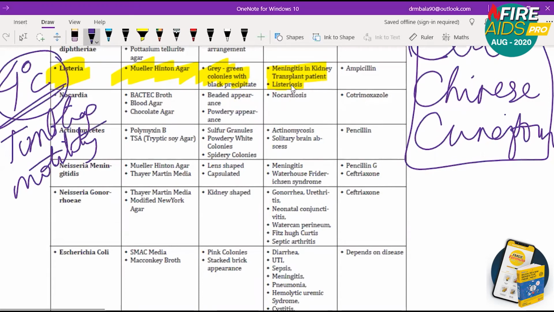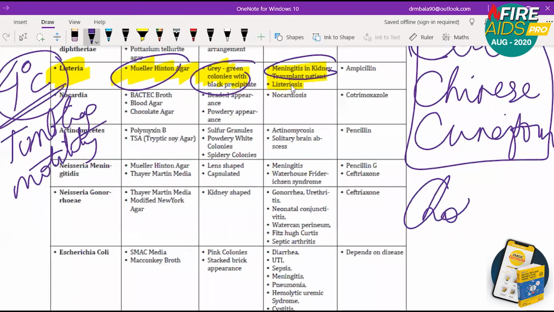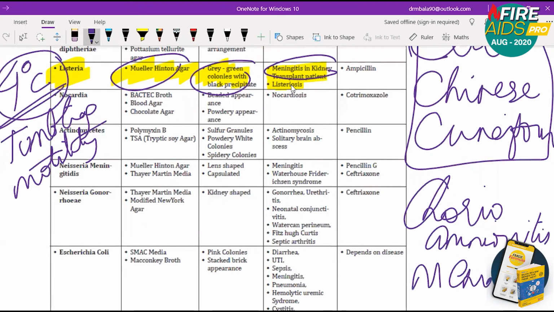Listeria grows at 4 degrees Celsius. Muller-Hinton agar is used. Gray-green colonies with black precipitate are seen. Meningitis in a kidney transplant patient. Listeria can also cause food poisoning. Listeria can cause meningitis. Listeria can cause chorioamnionitis. So meningitis and chorioamnionitis are something you must remember.